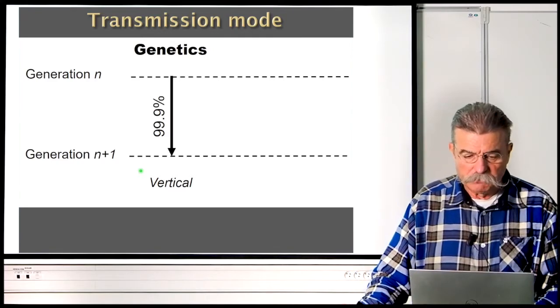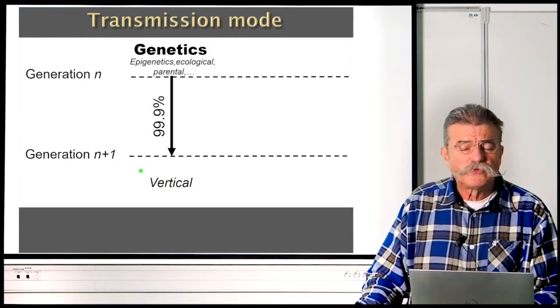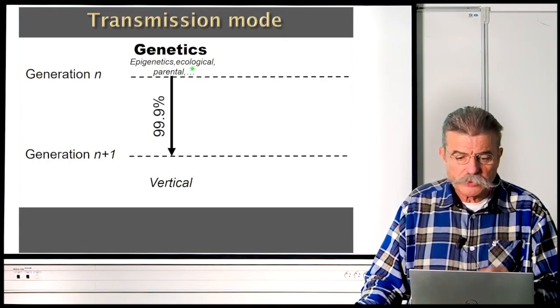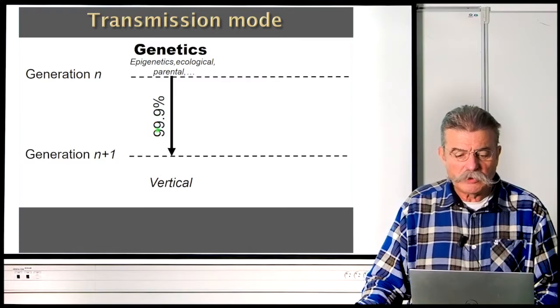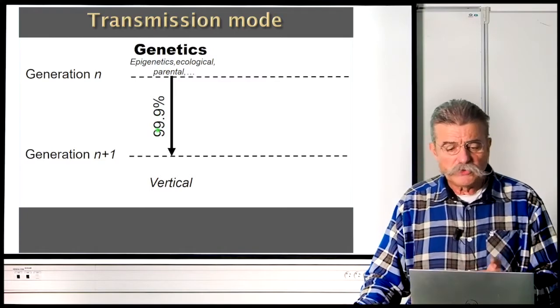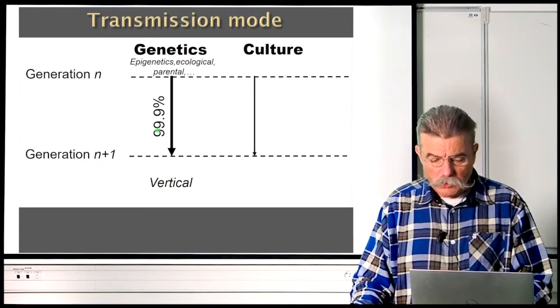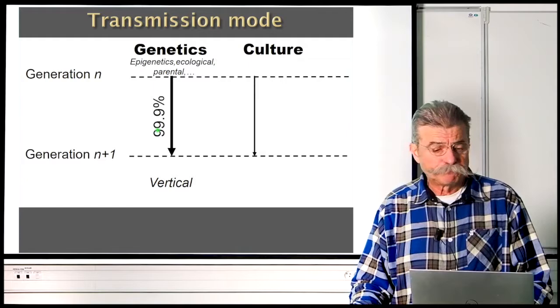No doubt about that. And this property is common to a lot of processes of non-genetic inheritance as well. Epigenetic inheritance, same pathway. Ecological inheritance, very similar pathway. Parental effect, exactly the same kind of pathway. So clearly, most of the processes are purely vertical. What about culture? Well, of course, culture has got a vertical component as well.